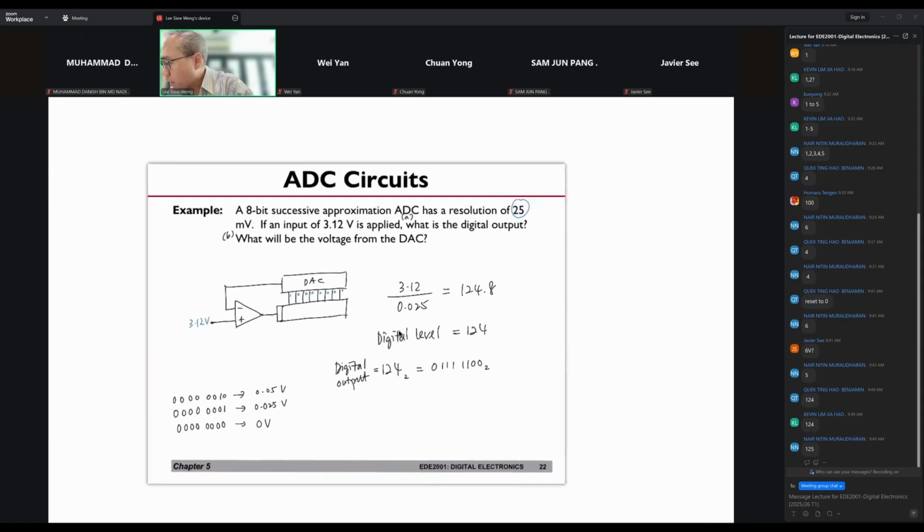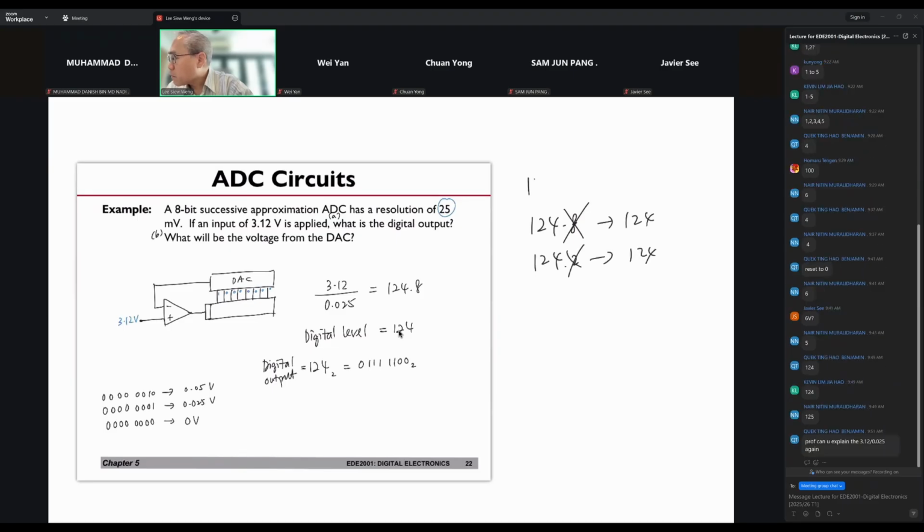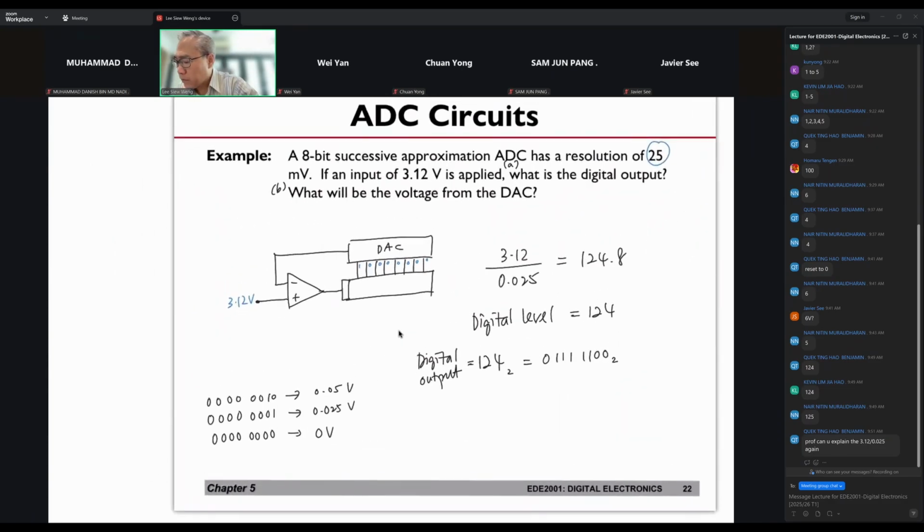So maybe I do a little bit of explanation. For all the ADCs that we have done so far, for example 124.8, truncate. 124.2, truncate. 125.9, truncate. Okay, no problem.